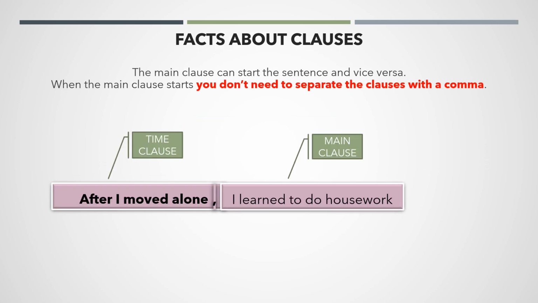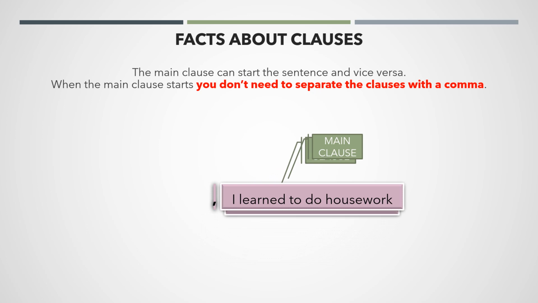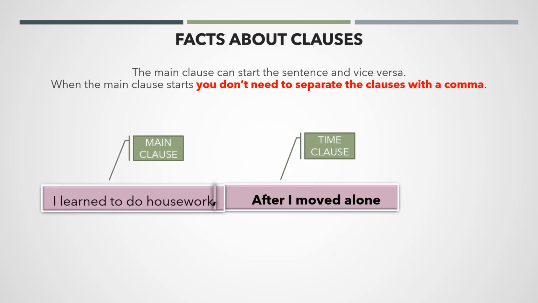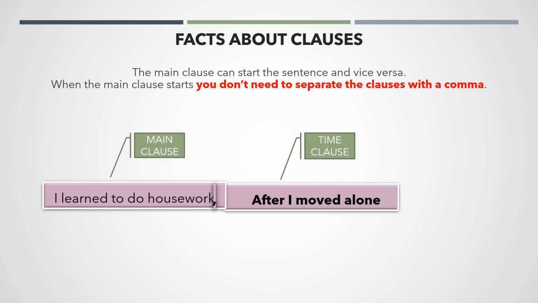Another fact is that the main clause can start the sentence and vice versa. So we can switch the positions of the clauses and the meaning will remain the same. If we do this, we change the position. Now we have the same sentence with the switched clauses, but it means the same. What we have to do is drop the comma, because we don't need to separate the clauses with a comma when the main clause starts the sentence.